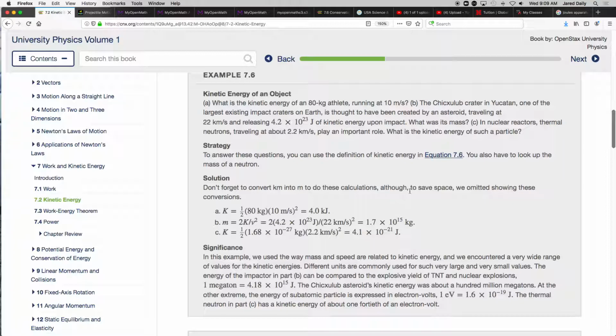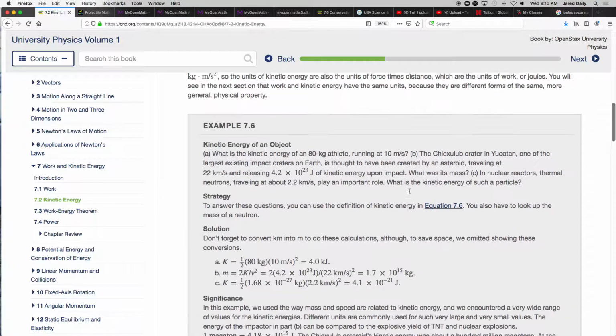But work can be negative. If you do negative work on an object, then you're taking energy away from the object. If you do positive work on an object, then you're putting energy into the object. Whereas kinetic energy can never be negative. Why can kinetic energy never be negative?